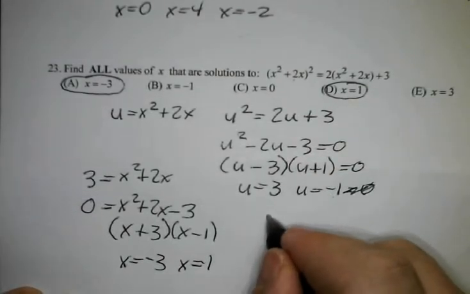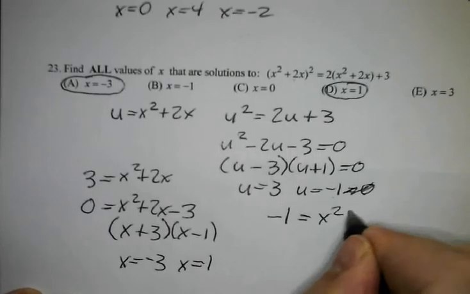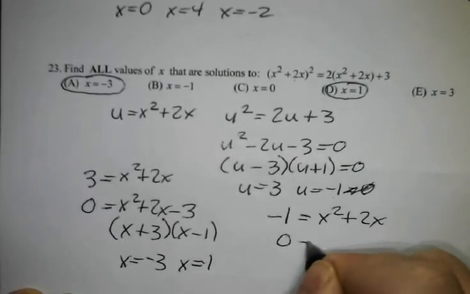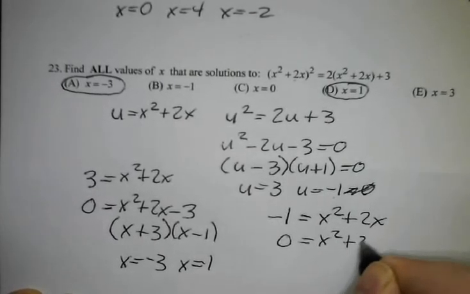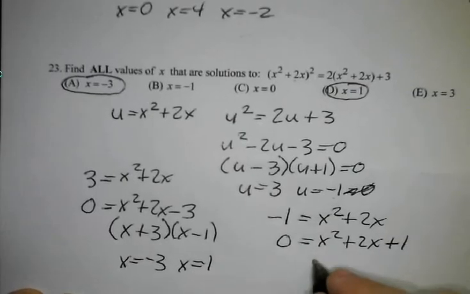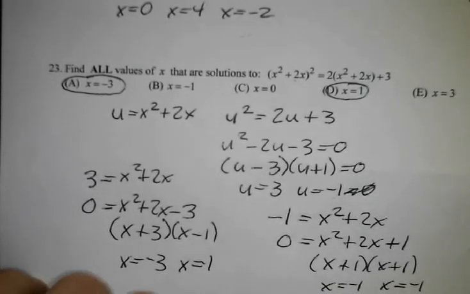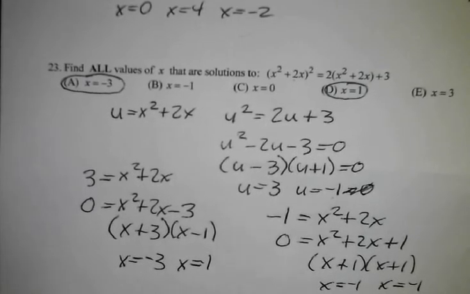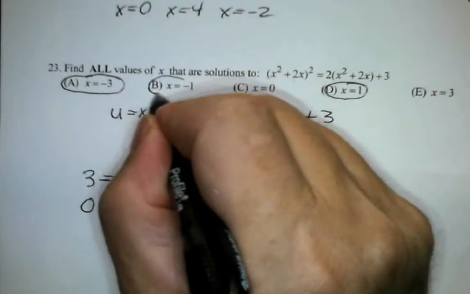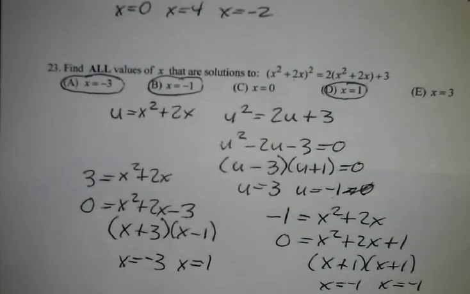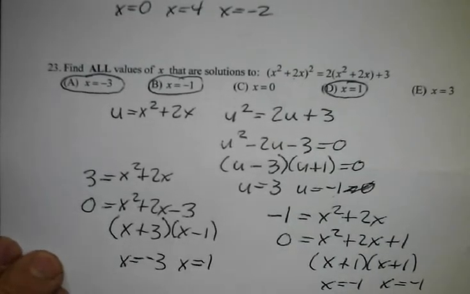So I got negative 1 equals x squared plus 2x. 0 equals x squared plus 2x plus 1. This factors to x plus 1, x plus 1. I got x equals negative 1, x equals negative 1. So I got the same number twice. I just have to make sure that I include it. So this one had 3 answers. Could have had up to 4, the way it worked out.